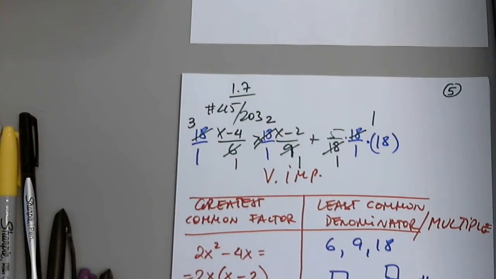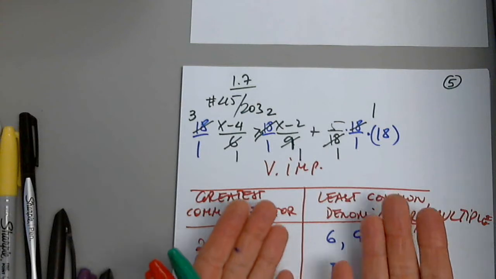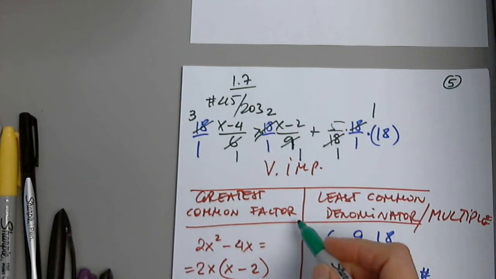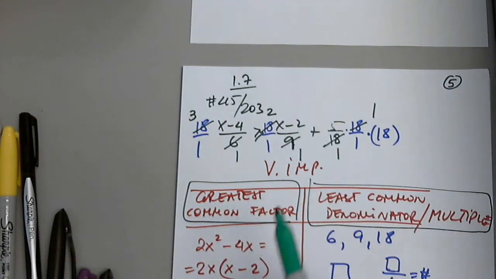Now, in a blink, this will become more human. But please understand the difference between these two concepts, the greatest common factor and the least common denominator. That's why we don't say the greatest common denominator. We say the least common denominator. That's why we don't say the least common factor. We say the greatest, the biggest that goes into both. Does it make sense?